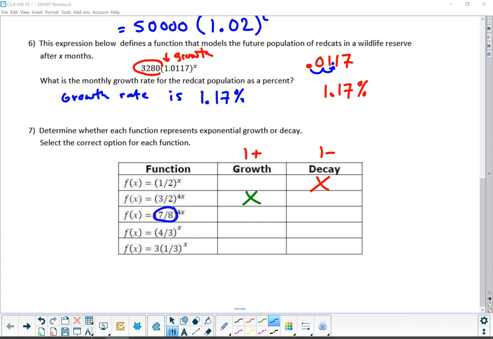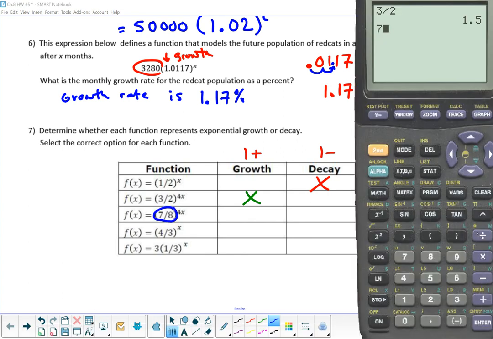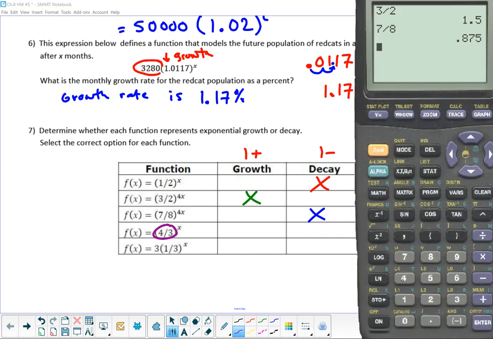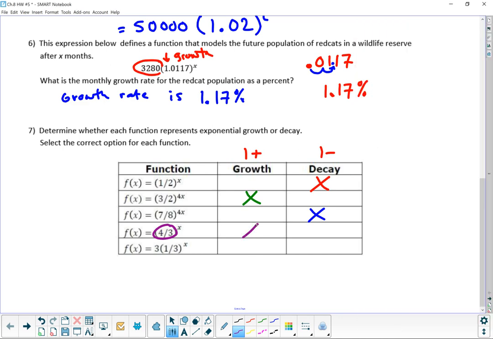7/8. How much is that? Right? So you use a calculator. 7 divided by 8, you get 0.875. That's smaller than 1, so that's a decay. 4/3. Okay, 4 divided by 3. Use a calculator if you don't know what that is. But 4/3 is going to be bigger than 1 because it's 1.3. So that's going to be a growth.